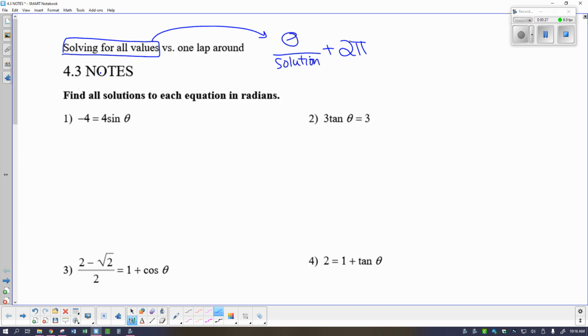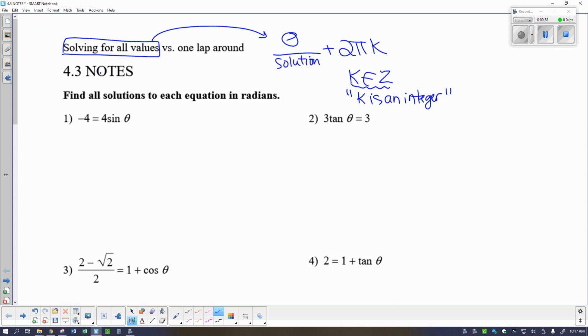But how do we get back there over and over and over again? We input an integer. So what is k? K is an element of an integer. And that's what this says. It says k is an integer. And we will use this for pretty much every answer when it's asking for all solutions.